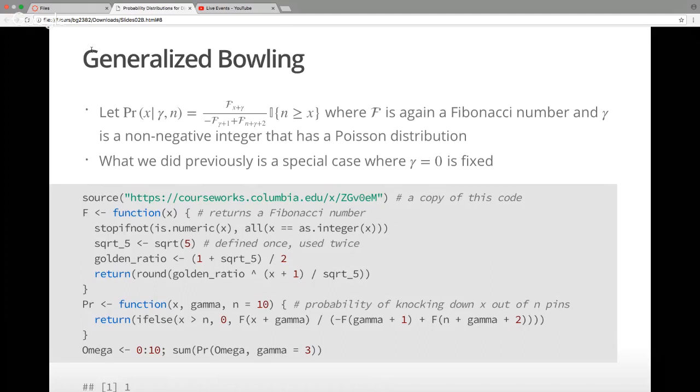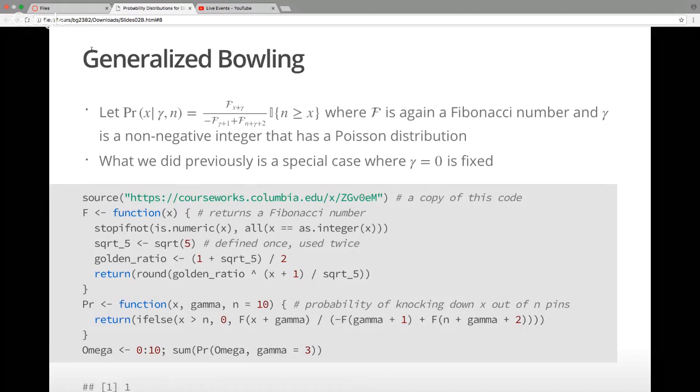So gamma can be any non-negative integer, and we're going to assume our beliefs about gamma follow a Poisson distribution. And you can see what we were doing last week is just a special case where we fix gamma to be 0, because the Fibonacci number of 0 plus 1, that's the first Fibonacci number, is just 1. We had a negative 1 there before, but we could generalize this, and it's still a valid probability mass function if we let gamma be any non-negative integer. You can source in the following code here, which generalizes our probability function to take into account what gamma is. If you evaluate this probability function over the entire sample space for any non-negative integer value of gamma, it still sums up to 1.